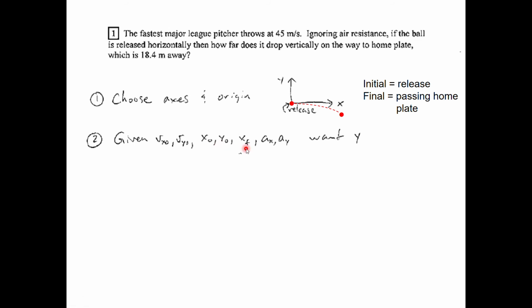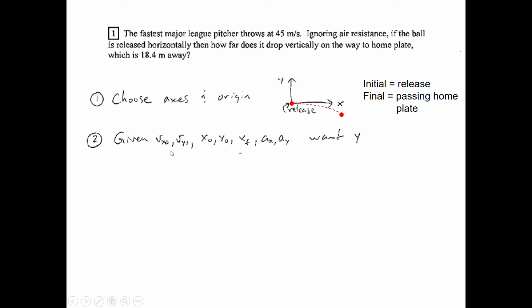X final in my coordinate system is 18.4 meters, right? Because between initial and final, it goes a distance of 18.4 meters, and it started at the origin. And ax is 0. It's not accelerating at all along the x direction. Ay is minus 9.8 because plus y is up, and we want y final.